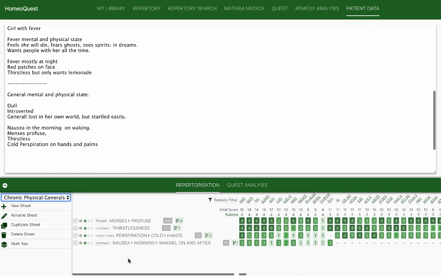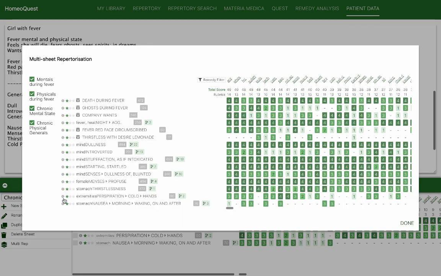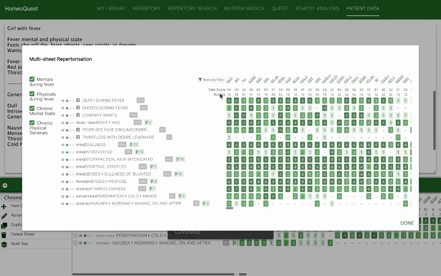Now, if you dump them all in one repertory sheet, we have something called a multi-repertorization sheet here. So I'm going to check and see what happens when you dump everything in one particular sheet. And so you see the mentals, the physicals during fever, the chronic physical and mental state, everything. And you can see some symptoms are covered by some remedies, some symptoms are not. And it's like none of the remedies actually. Let's see if there is something which covers everything.